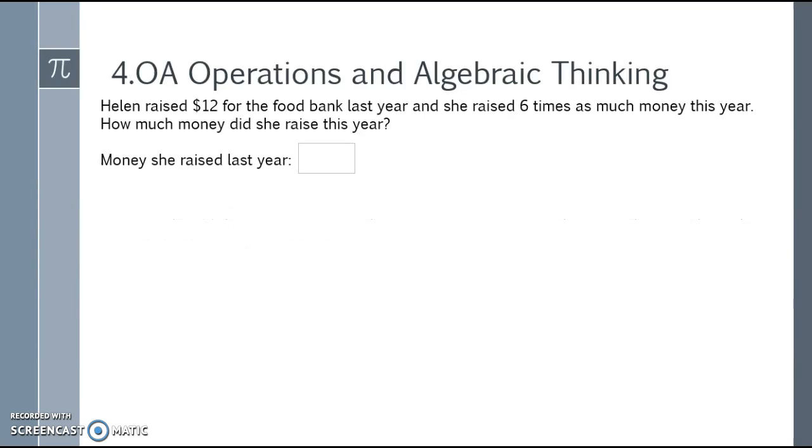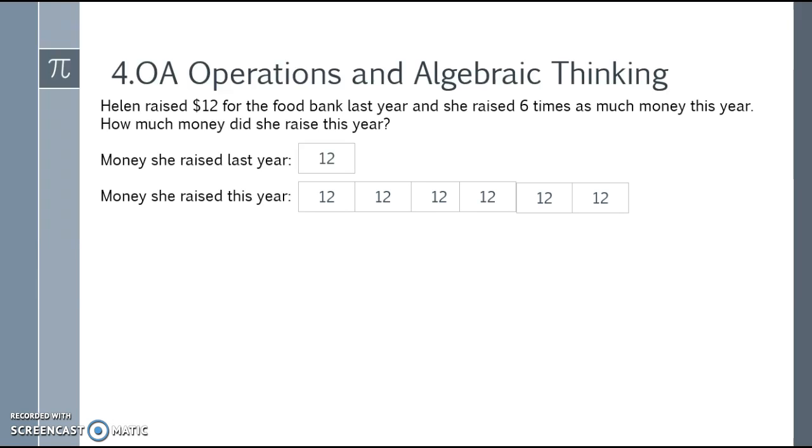So let's start with Helen. Helen raised $12 for the food bank last year, and she raised 6 times as much money this year. How much money did she raise this year? So last year she raised $12. We want to know how much she raised this year, knowing that it was 6 times as much. So I'm going to rewrite 12 6 times. So altogether, Helen raised $72 this year by adding them all together.